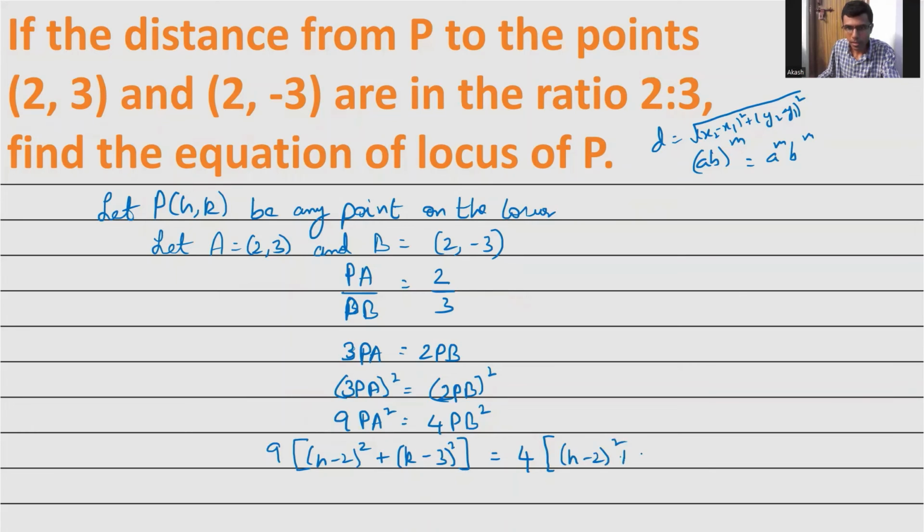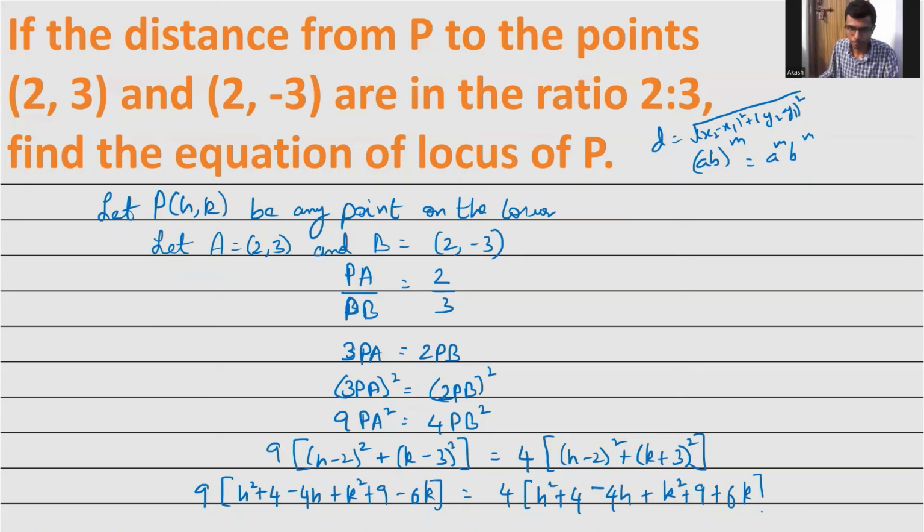Okay, plus k plus 3 whole square. Now, just do the basic expansion and you would be done. Okay, h square plus 4 minus 4h plus k square plus 9 minus 6k is equal to 4 into h square plus 4 minus 4h plus k square plus 9 plus 6k.